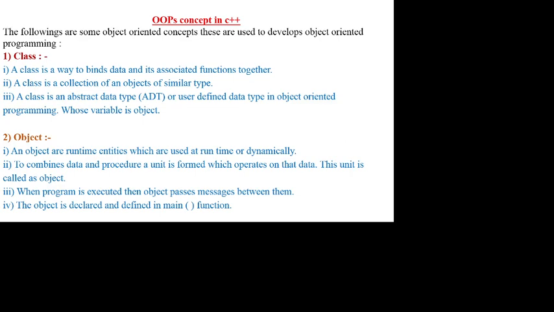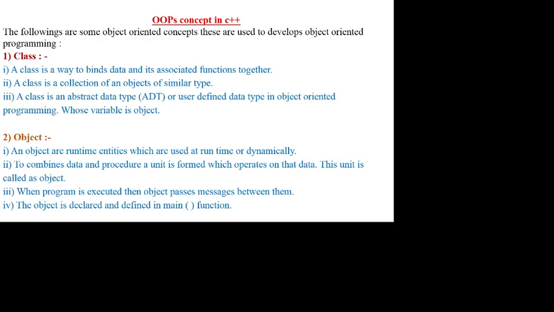Object-oriented programming concepts, or principles of object-oriented programming, are also called objectives of object-oriented programming. Object-oriented programming generally depends on class and object, as is well known. So one by one we discuss what are the main objectives of object-oriented programming.